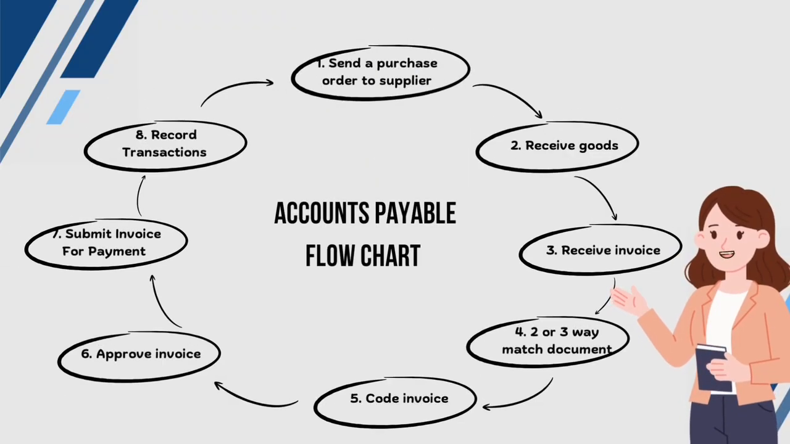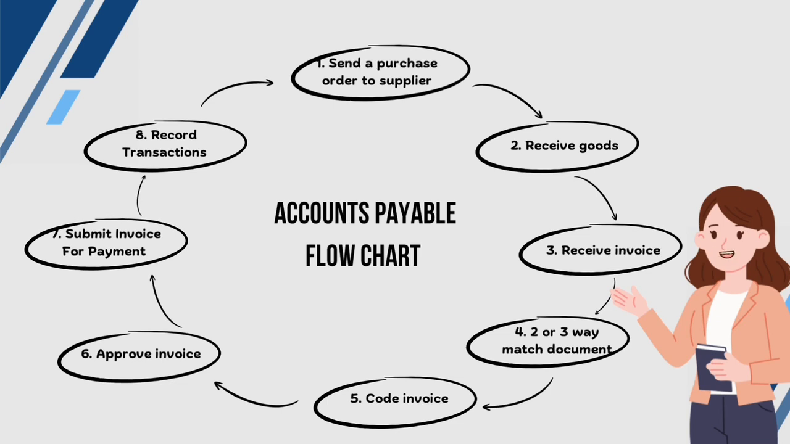Accounts payable process, including documents involved and the flowchart of the process. The slide explains the step-by-step flow of the accounts payable process. First, the process starts when the company sends a purchase order to the supplier. After that, the company receives the goods or services from the supplier.